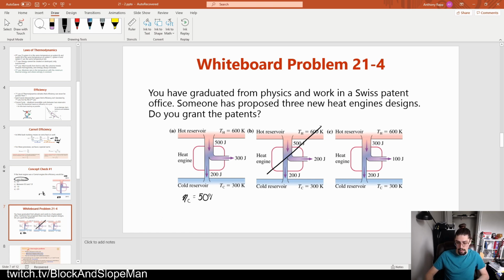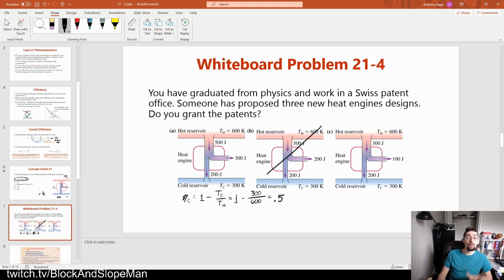Right? Let me go ahead and go through the steps on that. The equation that I use is 1 minus Tc over Th. So I have 1 minus 300 over 600, which we might recognize as 1/2, or my maximum possible efficiency is 0.5.